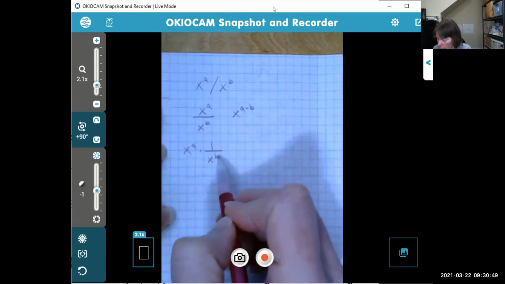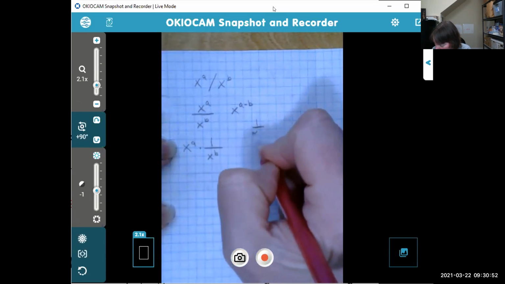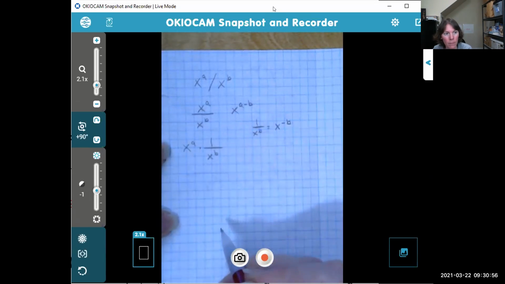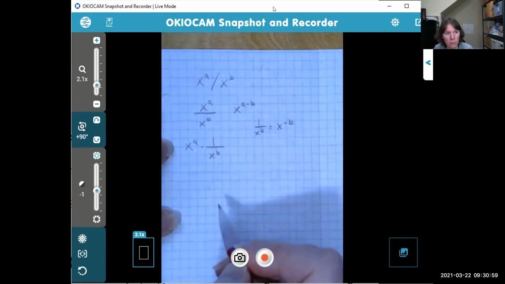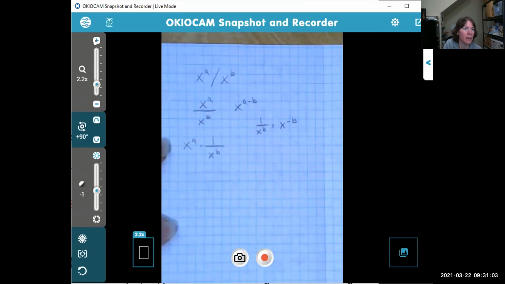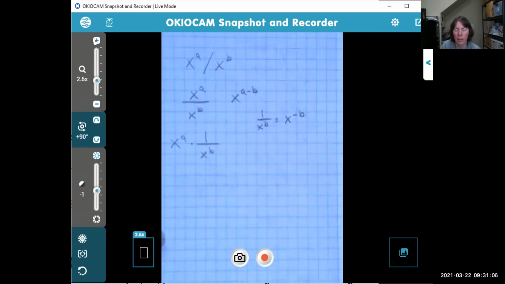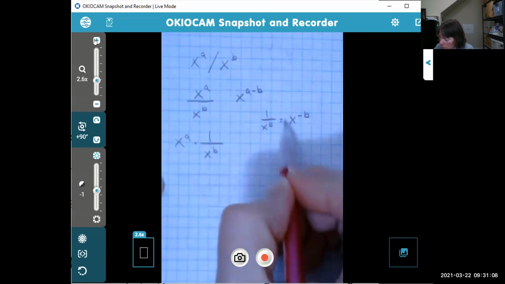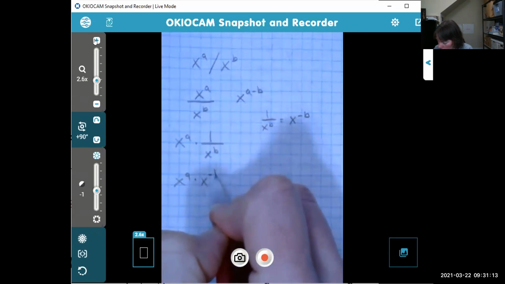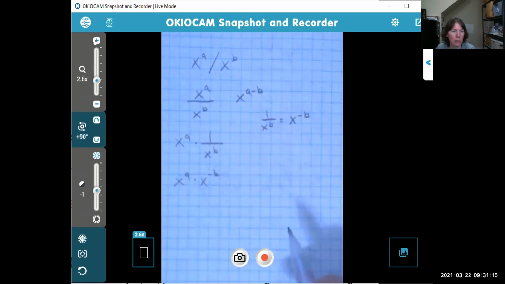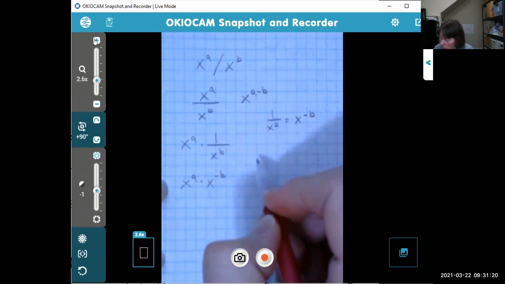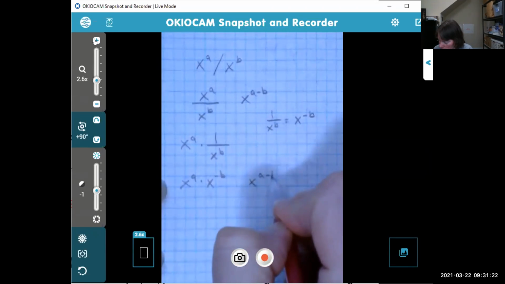And we know that 1 over x to the b equals x to the negative b, because we talked about that when we talked about reciprocals. Let me zoom in some. I feel like maybe my handwriting's not big enough. Let's try that instead. And if this is true, then I could rewrite this as x to the a times x to the negative b and turn it into a multiplication problem, which is the way some of you prefer to think about this. And I would still get x to the a minus b.